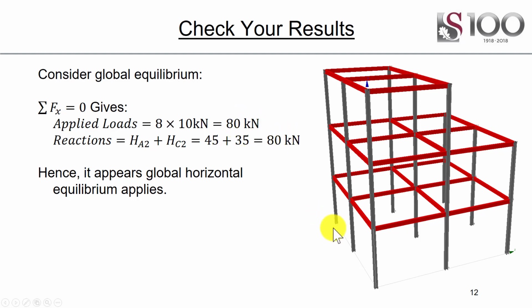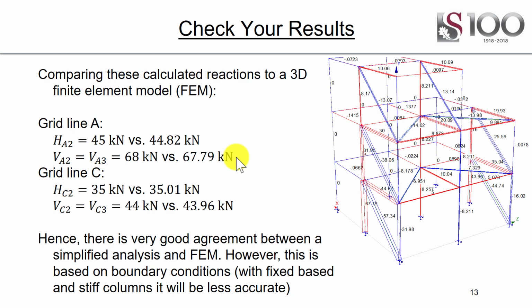And also, there is more load on the left-hand side, and our reaction on the left-hand side is higher. There's a bit less on the right-hand side, our reaction on the right-hand side is a bit lower. Hence, also the load distribution between the two seems more or less correct, that it's not exactly half-half each side. So it appears that horizontal equilibrium is okay, and what we have done generally seems okay.